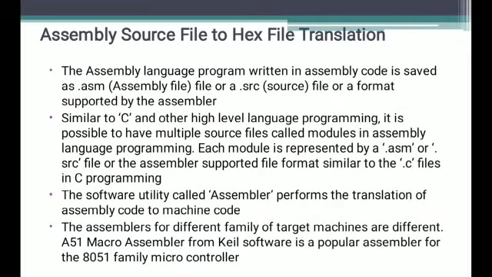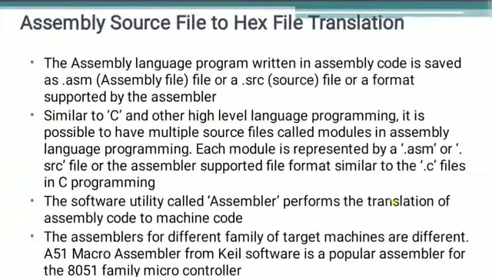translation, how it happens, that we will see. The assembly language program written in assembly code is saved as a .asm file or a .src file or a format supported by the assembler. Similar to C and other high-level language programming, it is possible to have multiple source files called modules in assembly language programming. Each module is represented by a .asm or .src file or the assembler supported file format, similar to the .c files in C programming.